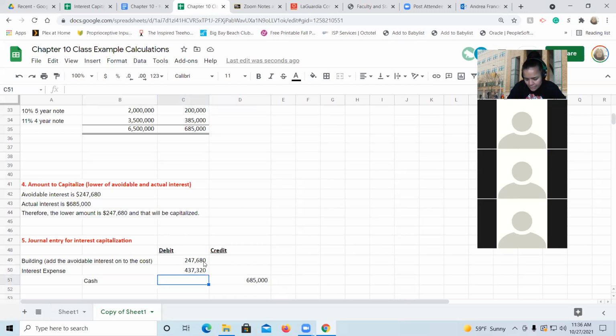And that's what I meant when I said some of the questions are a little bit dangerous, because they just say journalize the interest, and you have to remember that you have to follow all the steps one after another to get to the point of actually being able to make the journal entry.